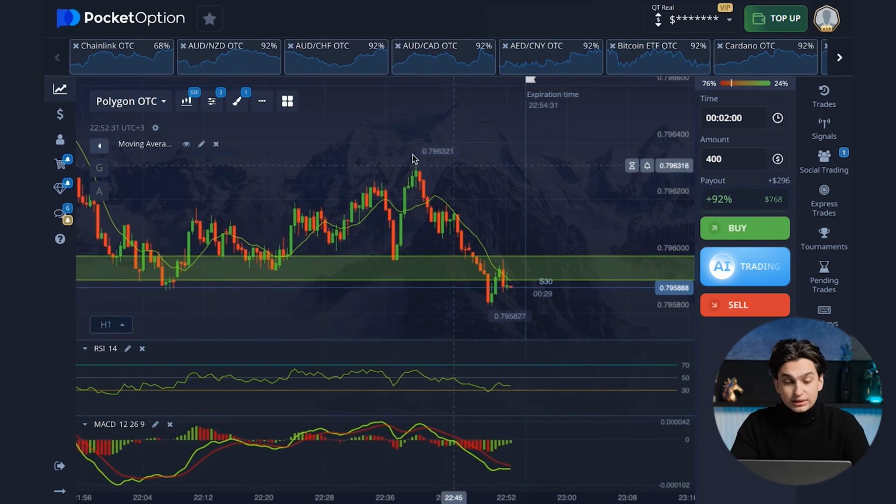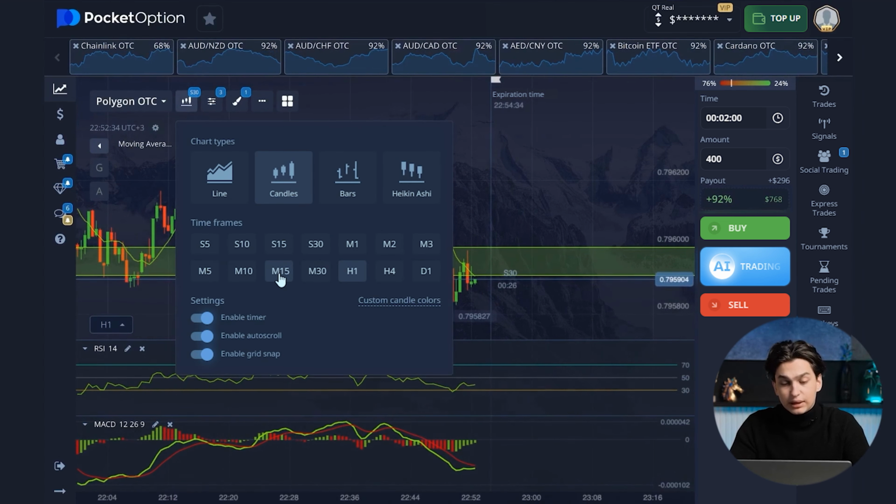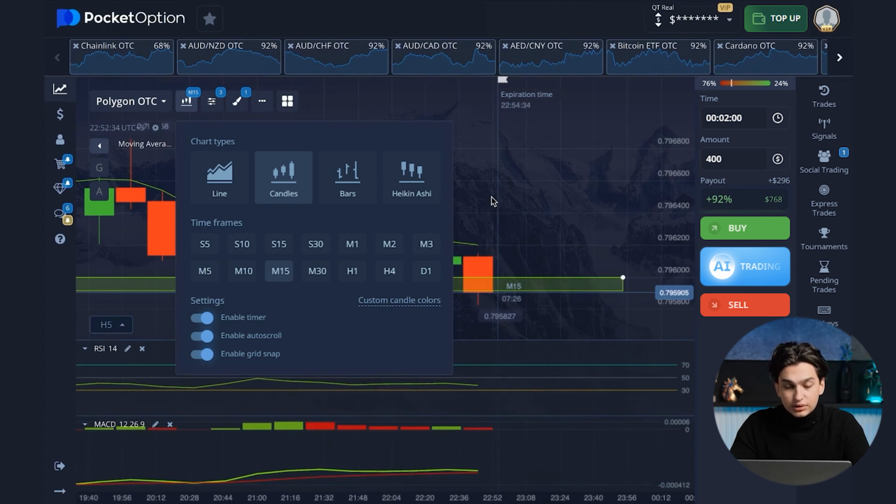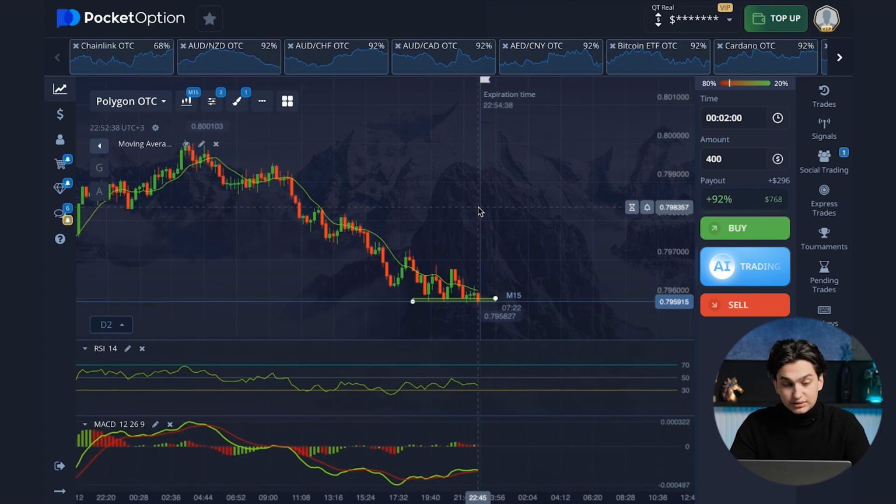I found a suitable situation with the Polygon OTC asset. We are currently on a 30-second time frame. Basically, I recommend switching between different time frames. Right now, I'm on the 15-minute chart to see more clearly. In this case, it's the support level.